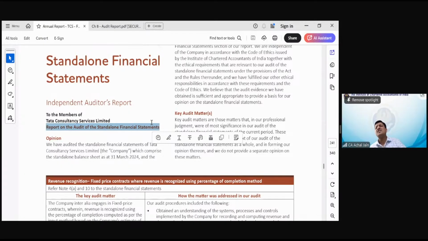In this case, standalone is specified because the company might be preparing both standalone as well as consolidated financial statements. So whenever standalone is given, they are specifying standalone. Whenever consolidated is given, they will specify consolidated. But it's not necessary. If, let's suppose, only standalone financial statements will be given, then this terminology standalone will not come. Okay, so now these three were very basic: title, subtitle, addressee, all of these things.